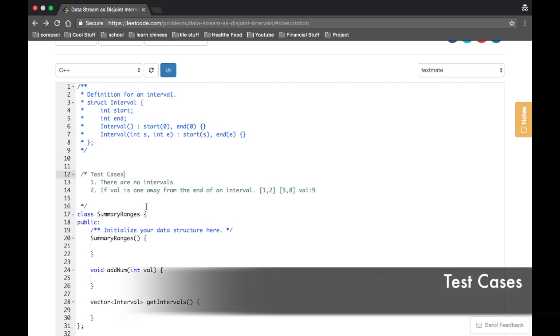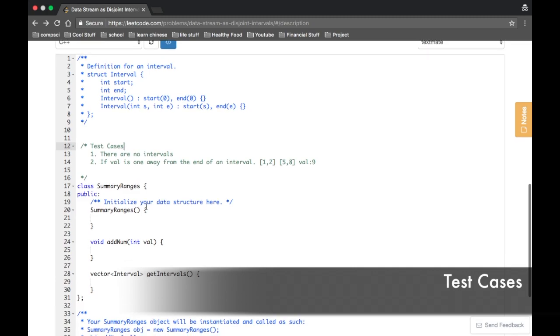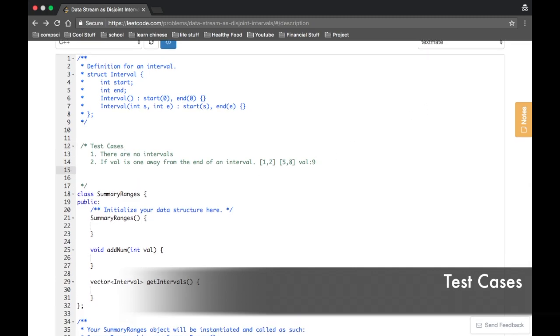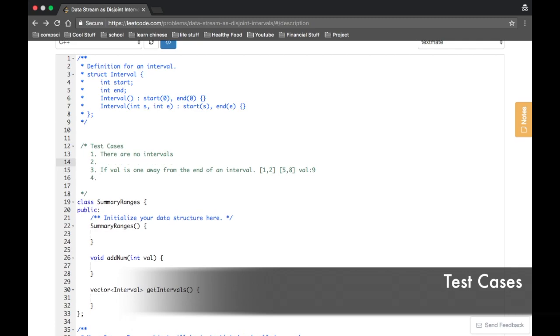Okay, so did you come up with some test cases? So the ones I came up with were, in addition to these two, first of all, there are no intervals, and then another case is there are intervals and val is in one of the intervals. So if it was like, I'll just use the one I already gave, 5 to 8. What if val is 7, right? Since val is 7, it's between 5 and 8, so val is in one of these intervals.